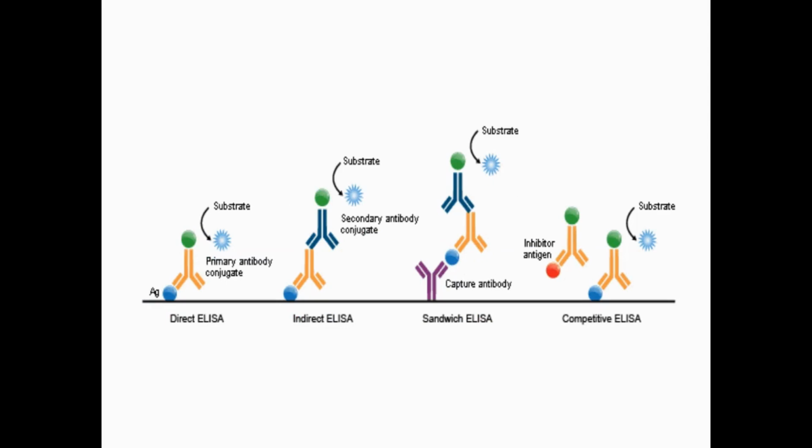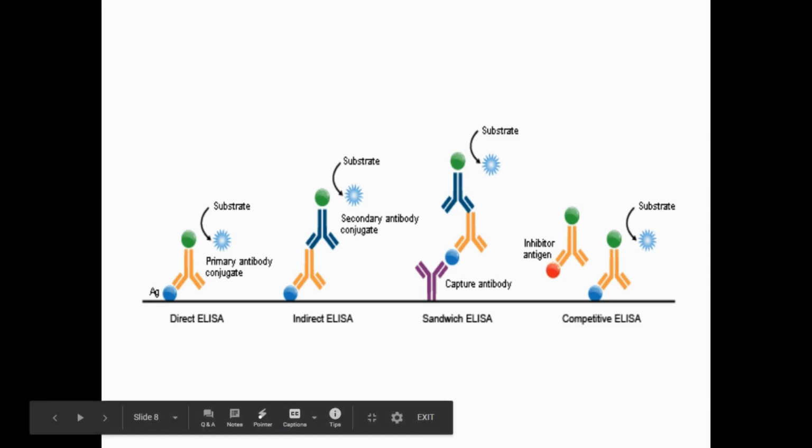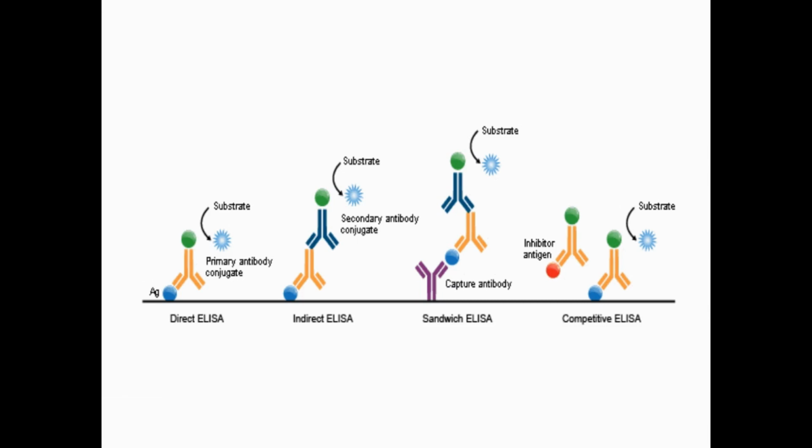So now in this picture, you can see here that in direct ELISA, the primary antibody conjugate or the enzyme-linked antibody, which is shown in the yellow color, is directly attached with the antigen. This is the direct ELISA.